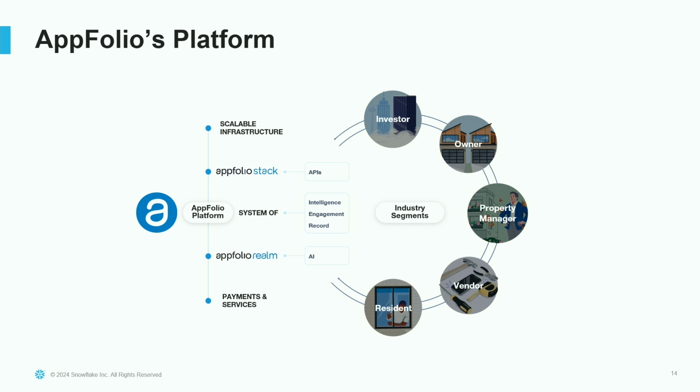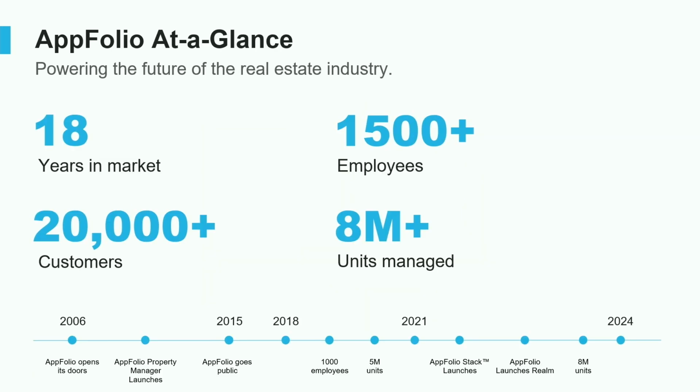Our platform also powers industry segments. Industry segments are the target audiences that are used in how we define real estate at AppFolio. For us, this includes investors, property managers, owners, residents, and vendors. We've been in the market for over 18 years, and our company has grown to over 1,500 employees. We serve over 20,000 customers with over 8 million units managed on our platform.